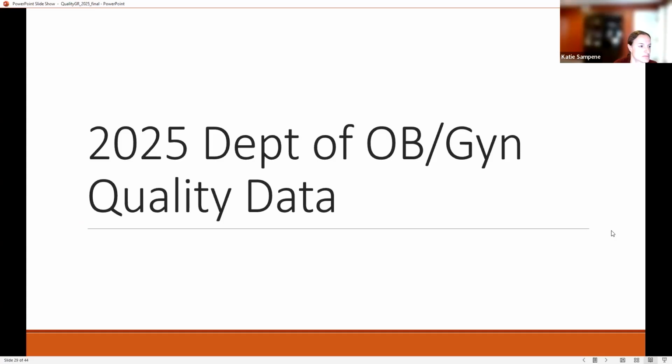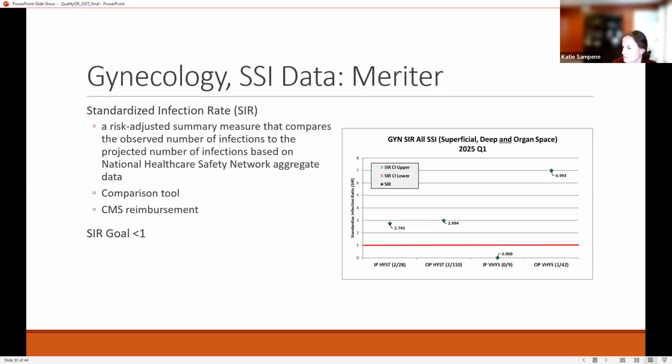All right, we're going to switch gears a little bit from information about quality to data in our department. Katie and I have a couple of things we're going to focus on just to give an idea of some of the data that is collected and reviewed on a regular basis. So for GYN to start, surgical site infection data.